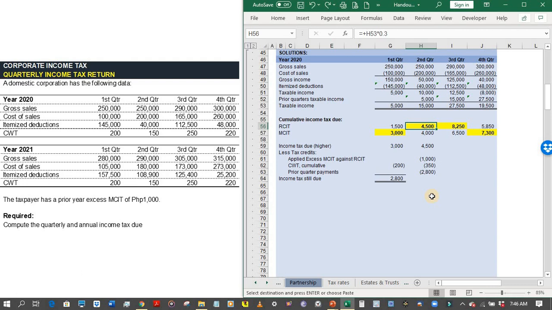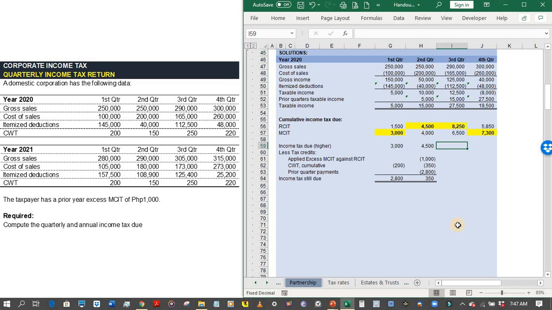So that is why our total tax credit for the second quarter is 4,150. So this is the total tax credits. Then 4,500 deduct the tax credits. The income tax still due and payable as of the end of the second quarter is 350 pesos, which is payable on August 15, 2020.